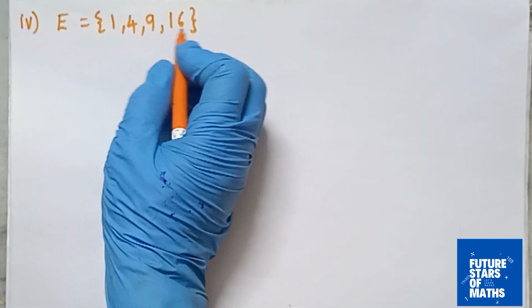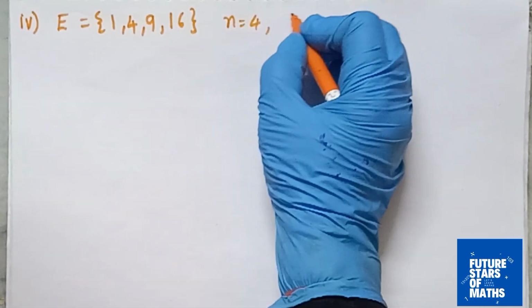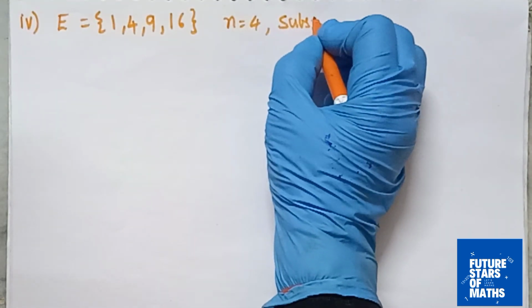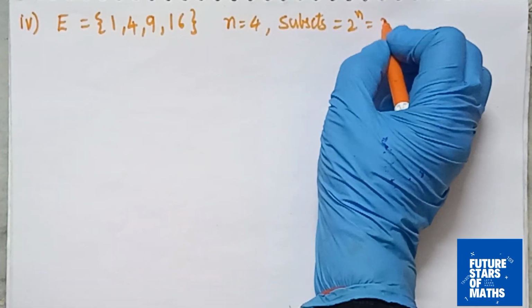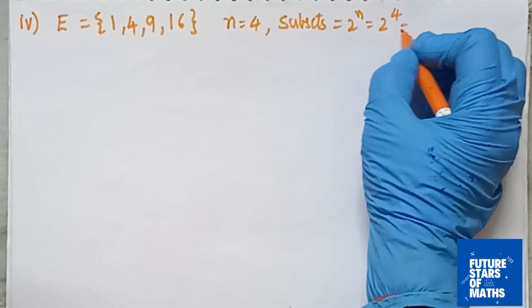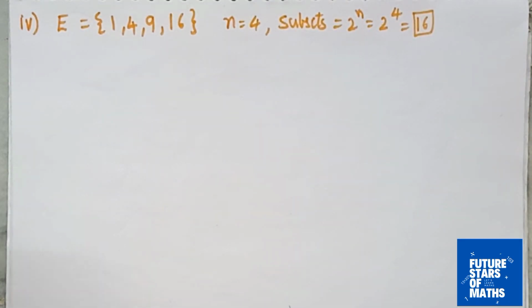So first we will count the number of elements. How many are there? 4. So how many subsets are we going to get? First we will find that. Number of subsets, how many will it be? 2 power n. That is 2 power 4. So it will be equal to 16. So total 16 subsets we are going to get here.